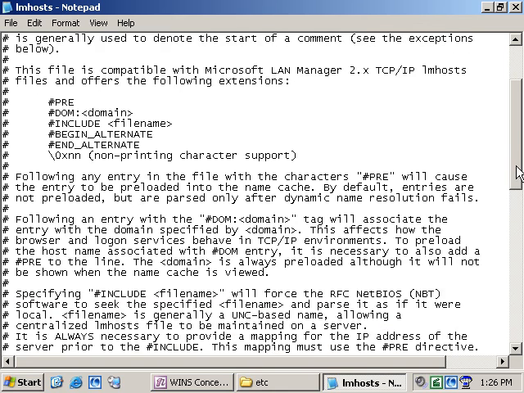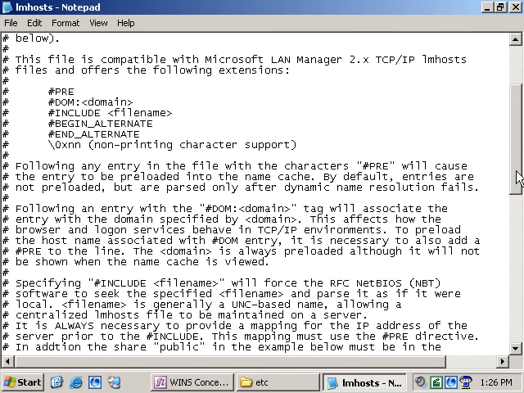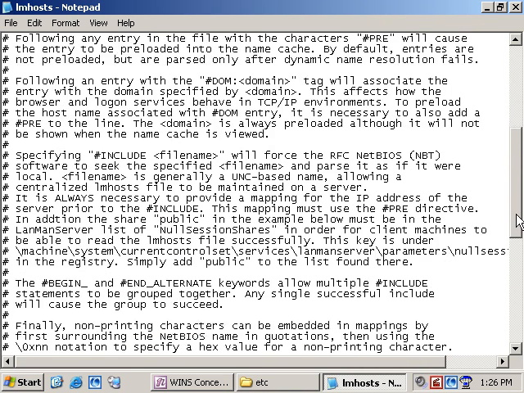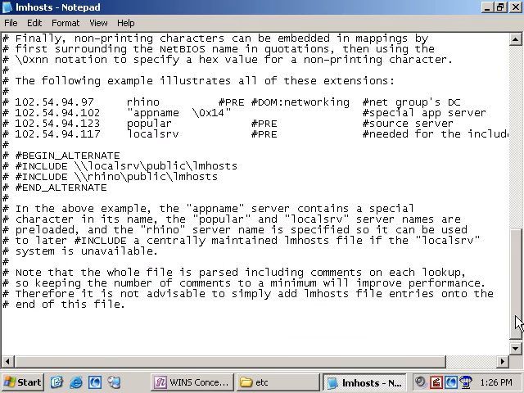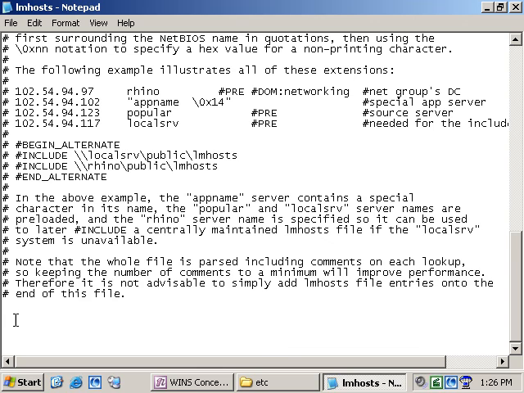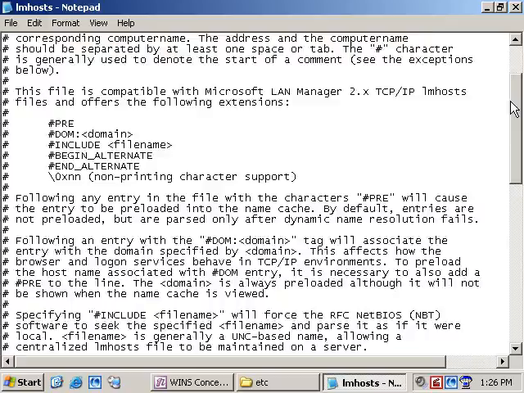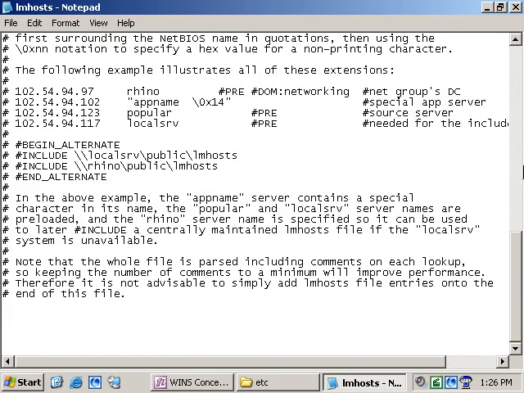And that means that it's not read when the computer is trying to read the LMHOSTS file. It's just there for your information. So the first valid line is actually down here, and there is nothing in this LMHOSTS file by default. Something to make a note of is that it is blank by default. You can see that every single line is remarked out.